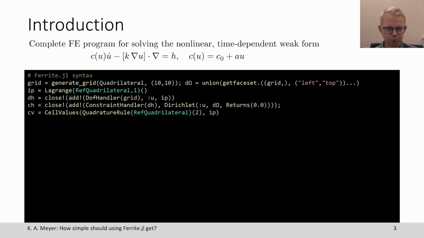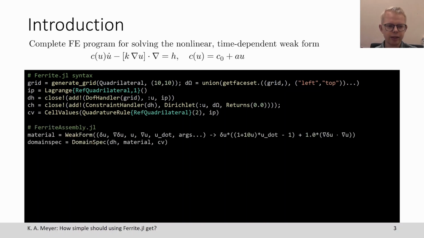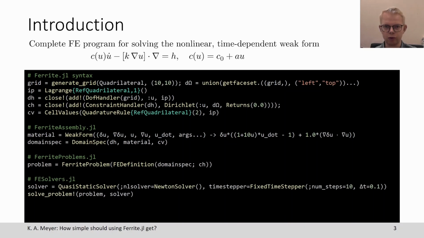So, what actually happened here? We start with the Ferrite.jl syntax. If you're used to Ferrite, you'll be quite familiar with this one. Then we use the FerriteAssembly package that I will discuss later, where we define a material. Normally you need to do a bit more, but here's an example material, and we define a domain that we're going to work on. Then we use FerriteProblems to create a problem, and FESolvers to solve that problem. And then we use a package I won't discuss, which is not mine, FerriteVis, to actually visualize the results.